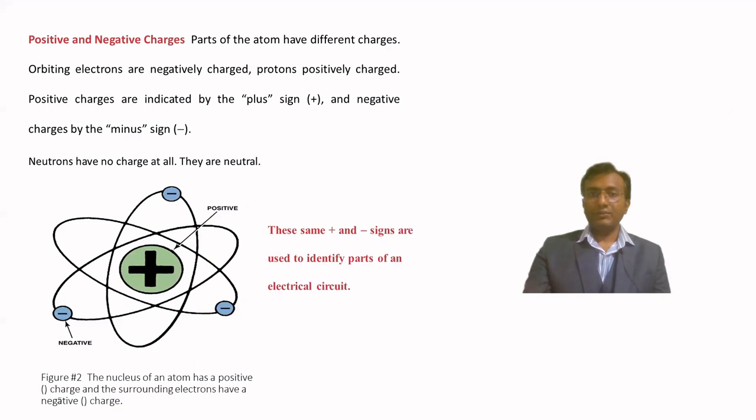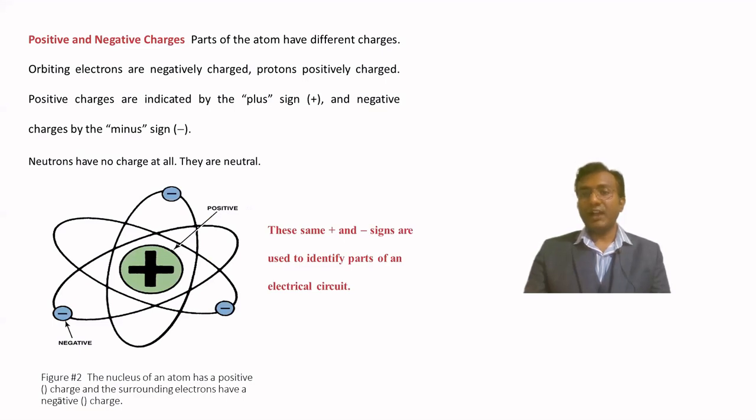Now we have to see the positive and negative charges. Understanding the concept of charges is very crucial. Electrons are negatively charged while protons are positively charged. These charges are represented by minus and plus signs respectively. Neutrons, on the other hand, have no charge and are neutral. In an electrical circuit, these charges play a vital role.